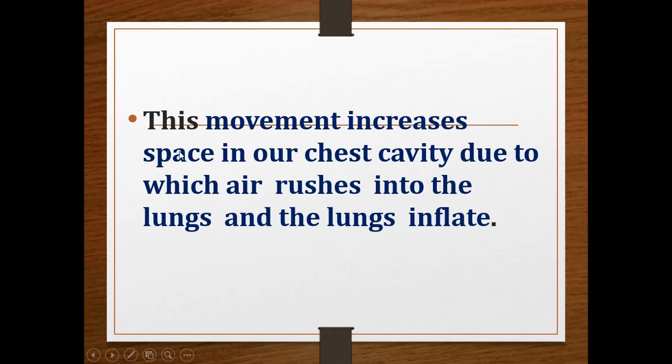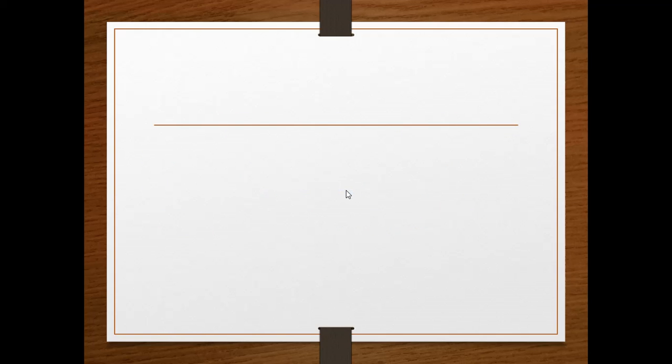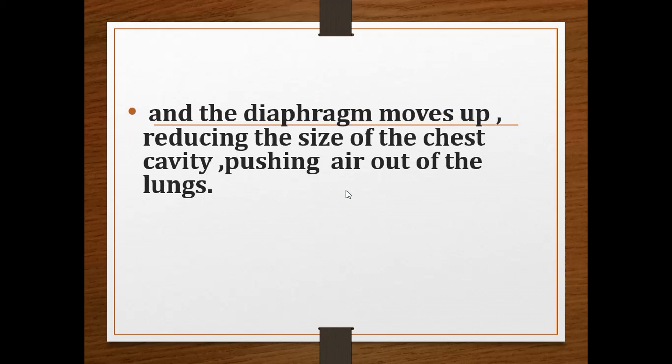This movement increases the space in the chest cavity. Due to that, air rushes into the lungs and the lungs inflate. During exhalation, just the opposite, the ribs move downwards and inwards, and the diaphragm moves up, which reduces the size of the chest cavity, pushing the air out of the lungs.